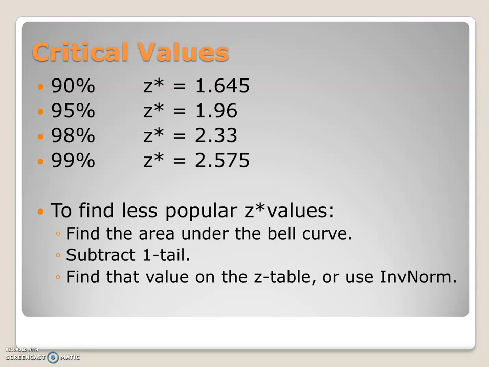But if you need to find one by hand, you find the area under your bell curve for that value. So you would figure out where 90% is under that curve. You have to subtract one tail. Remember, when you find 95 percentile in that 68, 95, 99.7 rule, you're finding the middle 95%, which means there's 2.5% to the right and 2.5% to the left. 95 is in the middle. So you would subtract one of those tails. You only need to find one of them. And then you find that value on your Z table or using invNorm in your calculator. Remember, you get to invNorm by hitting second vars. So either one of those will get you that value if you run into one that's not one of these popular four critical values.